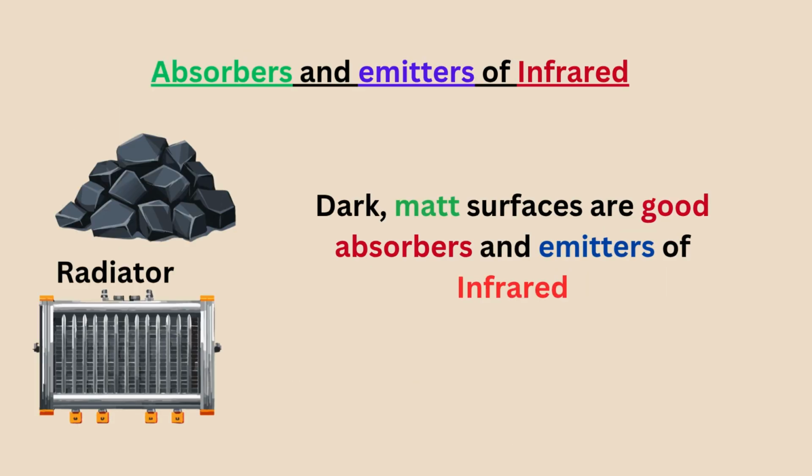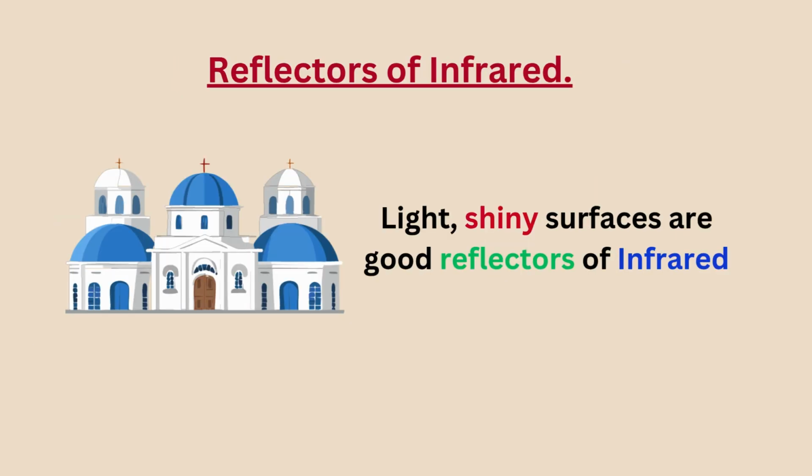Dark matte surfaces are good absorbers and emitters of infrared. So if you look at the radiator in the lower photo, it is black so that it will emit more heat energy, so that will help to cool down the water that is inside the radiator. Light shiny surfaces are good reflectors of infrared, so the houses on the island of Santorini in Greece are painted white so that they reflect the infrared, so the inside of the house will stay cooler.